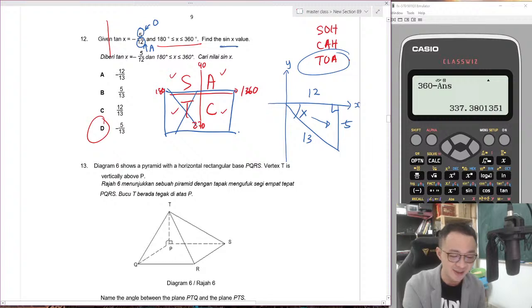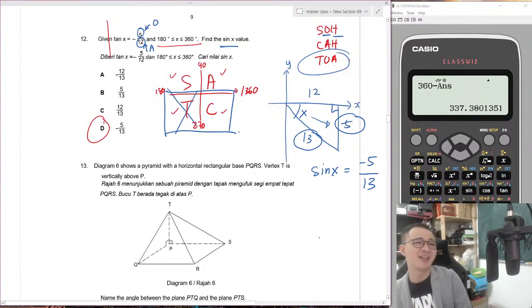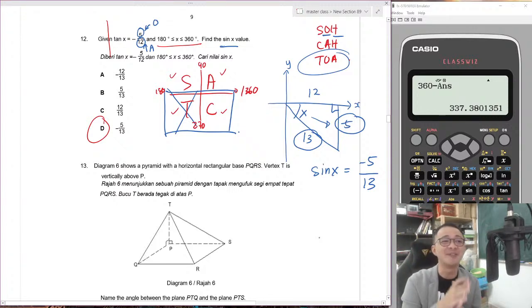Then the question asks about sine x. Sine is what? Opposite over hypotenuse. Then I take the opposite value, -5. I take the hypotenuse value, 13. Then I got my answer, -5/13. Alright, if you still don't understand what is going on, it's fine. You go to watch my basic trigonometry video, or you can go to watch other math channels as well. Yeah, you just need to understand more about trigo.